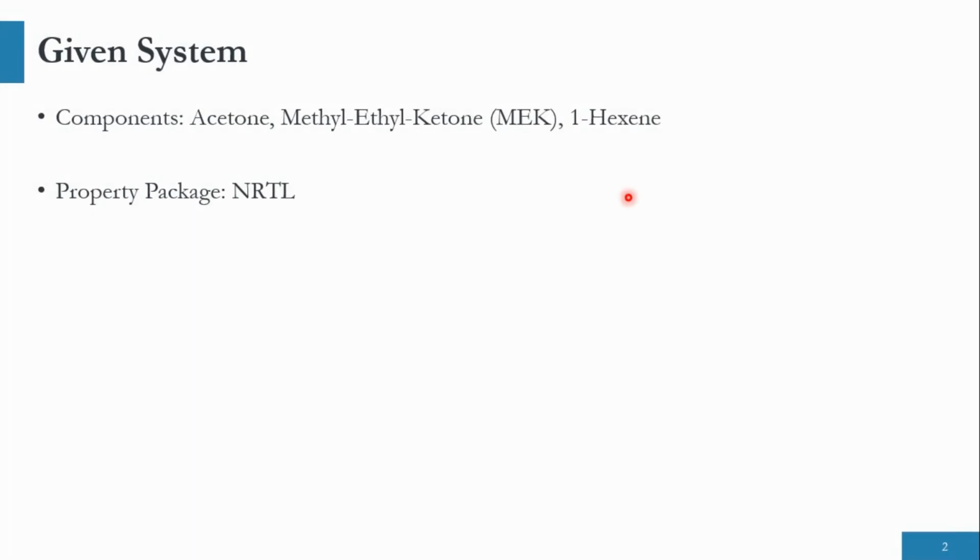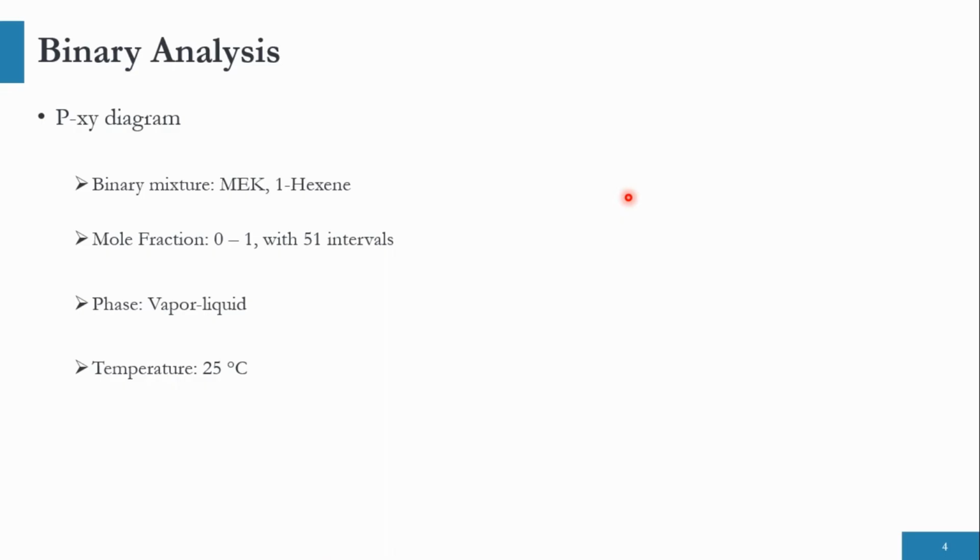So we have been given a system in which the components are acetone, methyl ethyl ketone, and 1-hexene, and the given property package is NRTL. So we will first go to Aspen Plus and see how we can do it. We have to use the binary analysis, in which the binary mixture is MEK, which is methyl ethyl ketone, and 1-hexene. The mole fraction is from 0 to 1 with 51 intervals. The phase is vapor liquid and the temperature is 25 degrees centigrade. So let's go to Aspen Plus and simulate it.